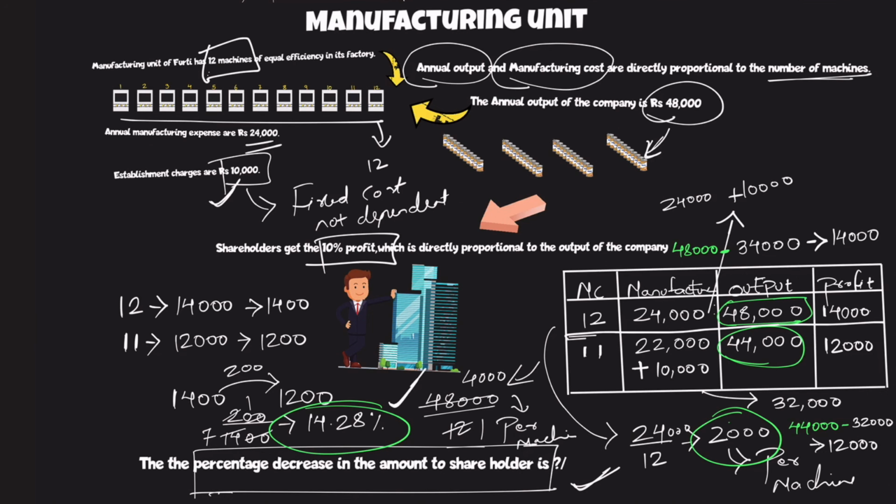See, they are not asking you for an increase. If they had asked for an increase, I would have gone from 12 to 13 machines. If I increase the number of machines, the profit given to the shareholders will increase. But they are asking for a percentage decrease, which means if I reduce the number of machines, what will be the percentage decrease in the profit received by your shareholders? Okay, that's how you analyze. How do you start with such problems?